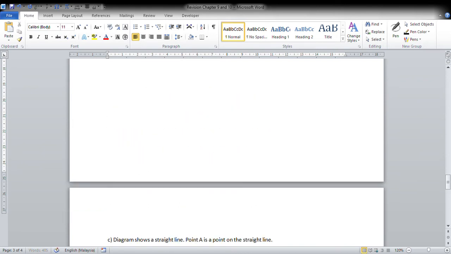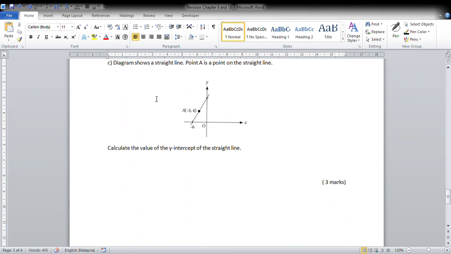Okay, for question C, diagram shows a straight line. Point P is a point on the straight line. Okay, this one is on a straight line. Calculate the value of the y-intercept. That means the question asks you to find what is the coordinate for this point.